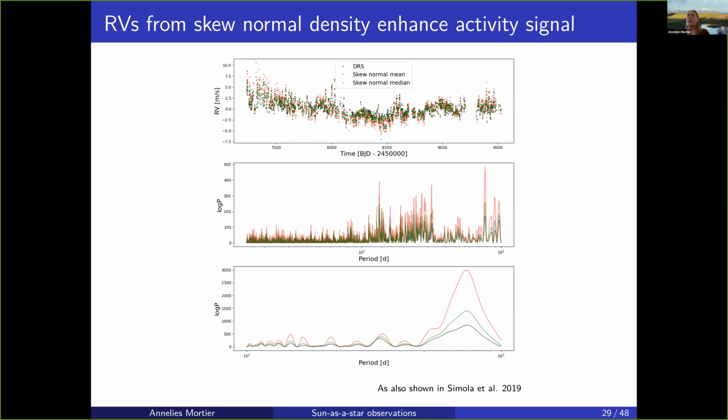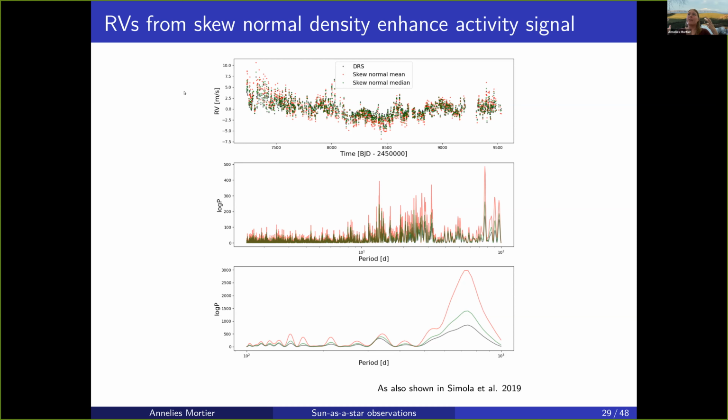Now, other things that we have learned relate to the way you extract radial velocity. For example, the vast majority of us is going to fit a Gaussian to our CCF profile. We all know, though, that the CCF profiles and spectral lines are not symmetric. They're asymmetric because of the convective blue shift, for one. So this is work that has also been done by Simola et al. in 2019, and that I've now quickly replicated with our solar data.